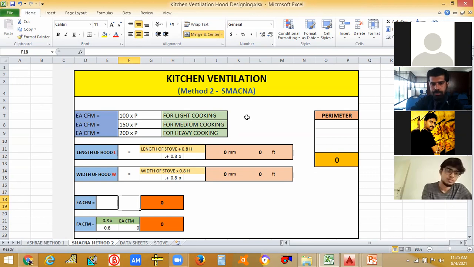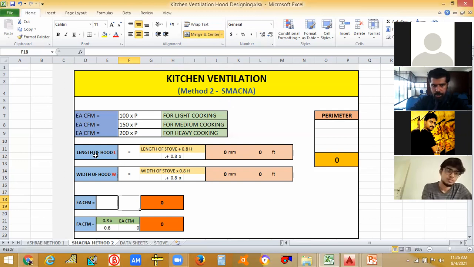Now I need to decide whether I want wall mounted or island type. This is a basic thing. Here I am assuming I am designing an island type kitchen hood. So this is the SMACNA method. First I am going to deal with the SMACNA method.